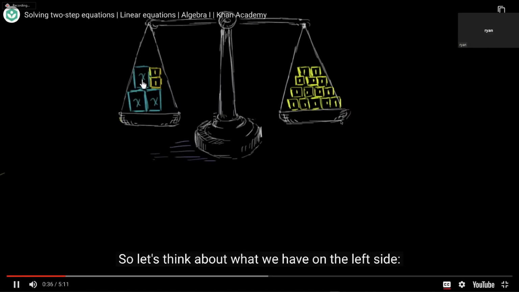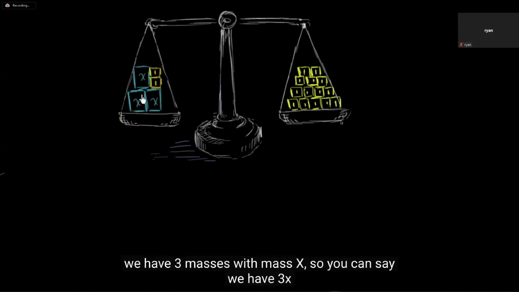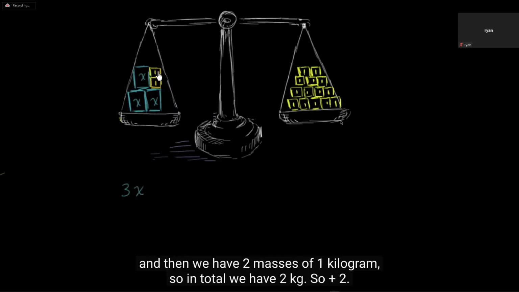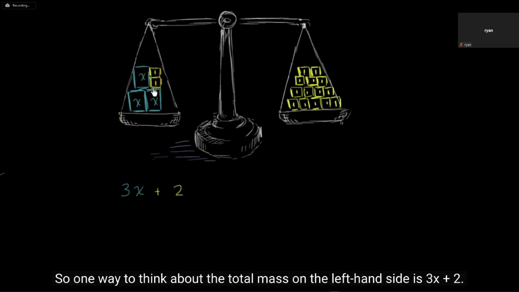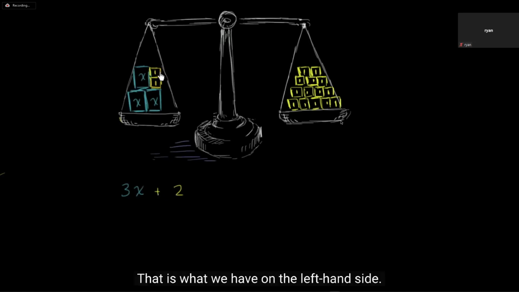So let's think about what we have on the left side here. We have 3 masses with mass x. So you could say that we have 3x over here. We have 3 x's. And then we have 2 masses of 1 kilogram. So in total, we have 2 kilograms, so plus 2. So one way to think about it, the total mass on the left-hand side is 3x plus 2. 3 masses with mass x plus 2 kilograms. That's what we have on the left-hand side.